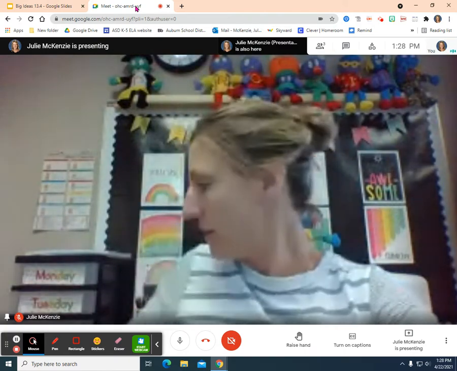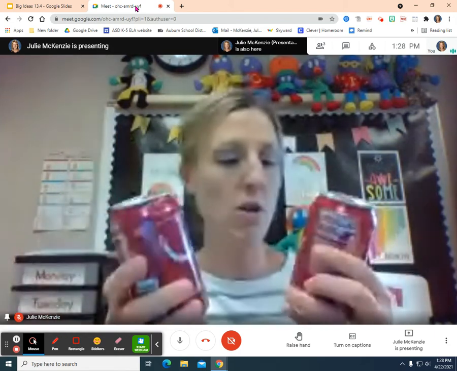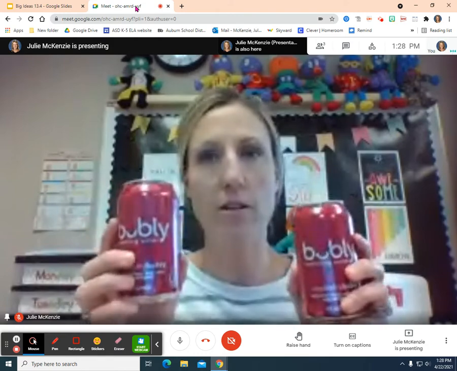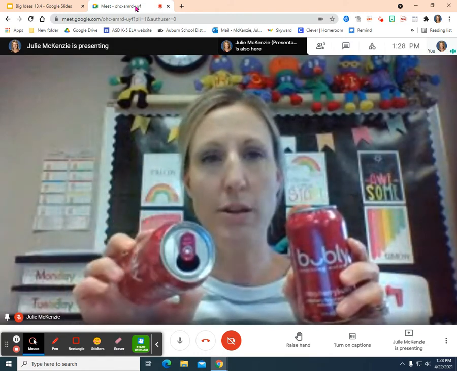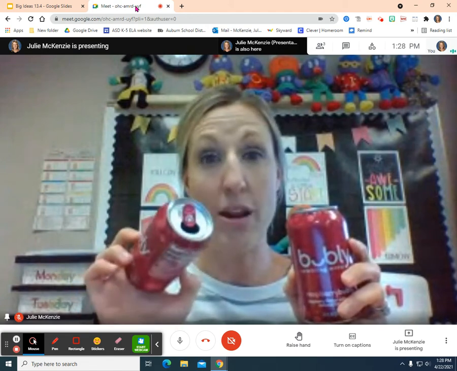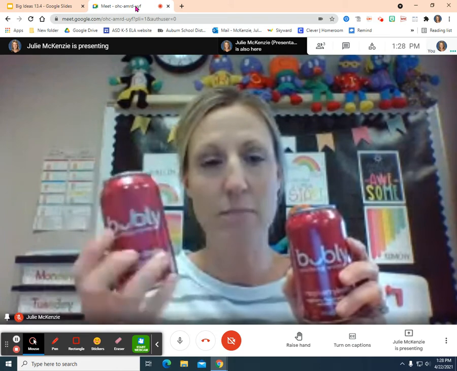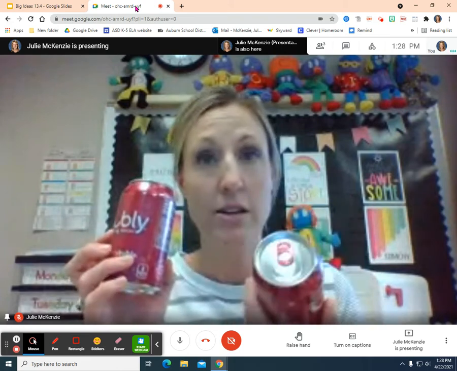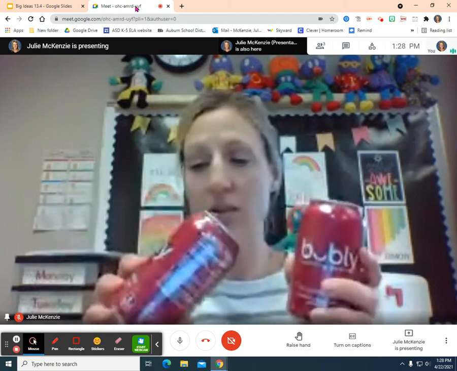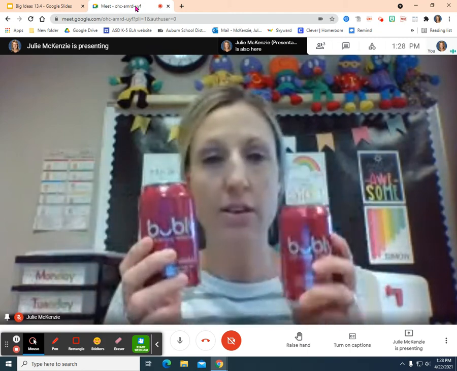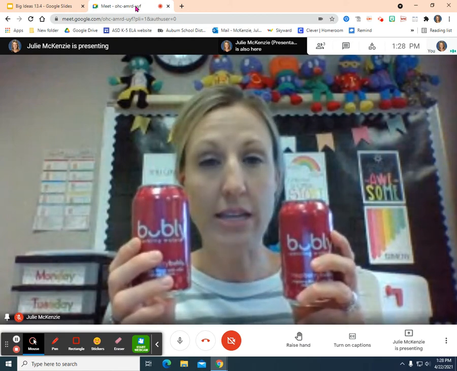But what about these? I have two cans of sparkling water. This is bubbly water. Now, this one is open, and I already drank all of the bubbly water out of this one. But this one is not open. It's closed. Now the cans look the same. They're the same size as each other. But which one do you think is heavier?